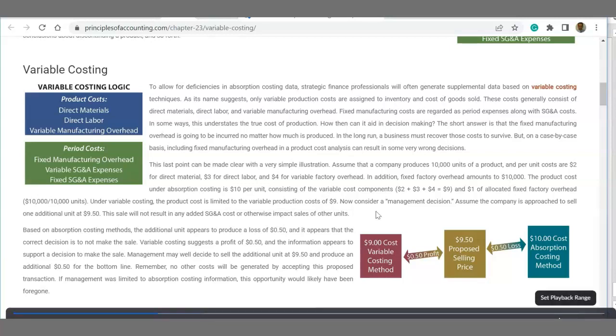Now consider a management decision. Assume that the company is approached to sell one additional unit at $9.50. Do you think management will accept that?